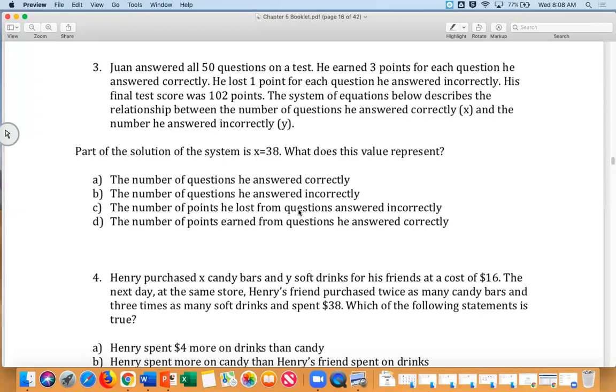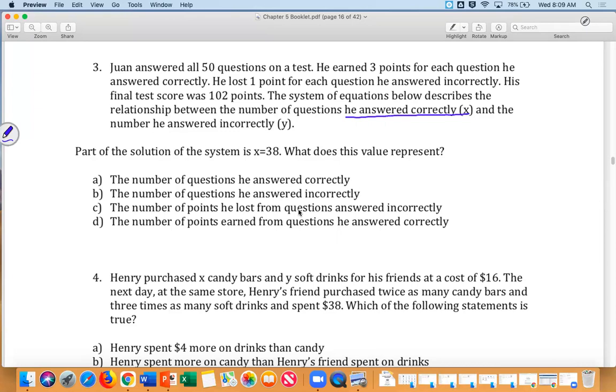I've already heard from you today. Let's go with Drew. What does 38 represent? The points on the test. The points? I don't think it's the points. Oh, the amount he answered correctly. Yes, the amount he answered correctly. So that tells me he answered 38 questions correctly.